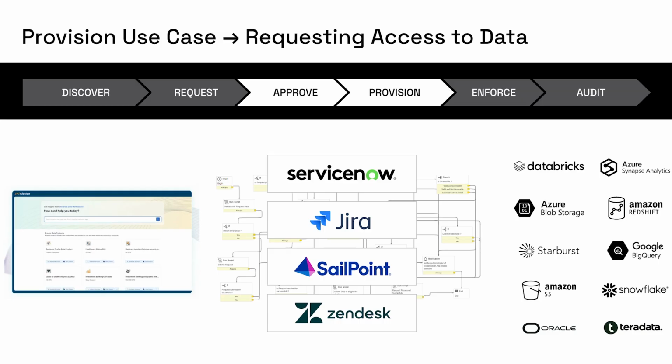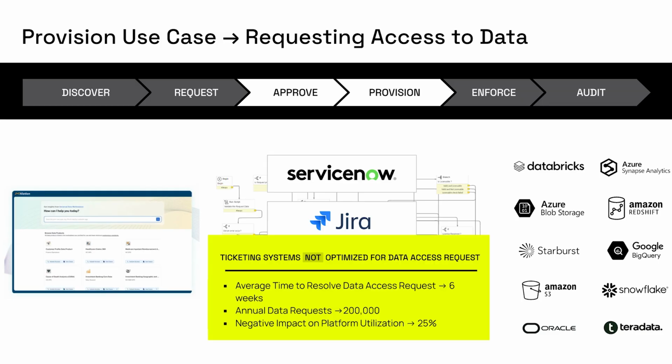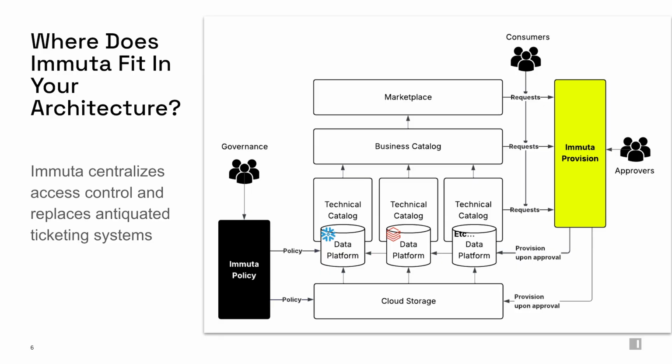Most organizations solve this with some amount of ticketing systems, but with Immuta, you're really able to overcome and augment a lot of the challenges that you might have with just plain ticketing systems when we think about automated provisioning and exception handling.